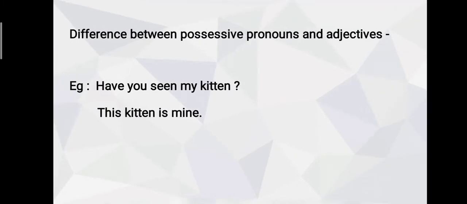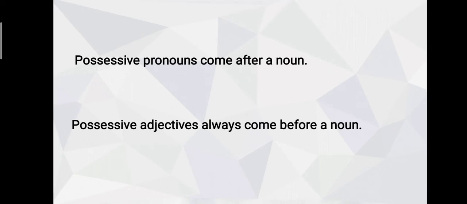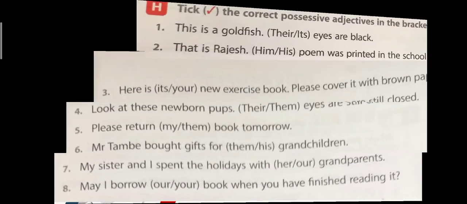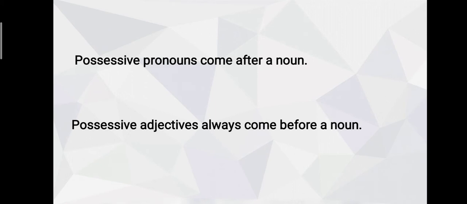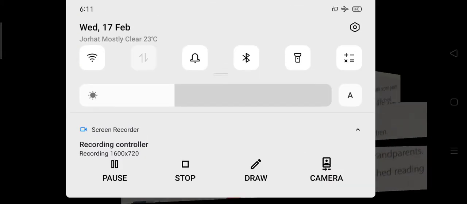Then there comes the difference between possessive pronoun and possessive adjective. So students, possessive pronouns come after a noun, whereas possessive adjectives always come before a noun. So these are the important things on adjectives. Now let us proceed to the next chapter. And here the next chapter is adverbs.